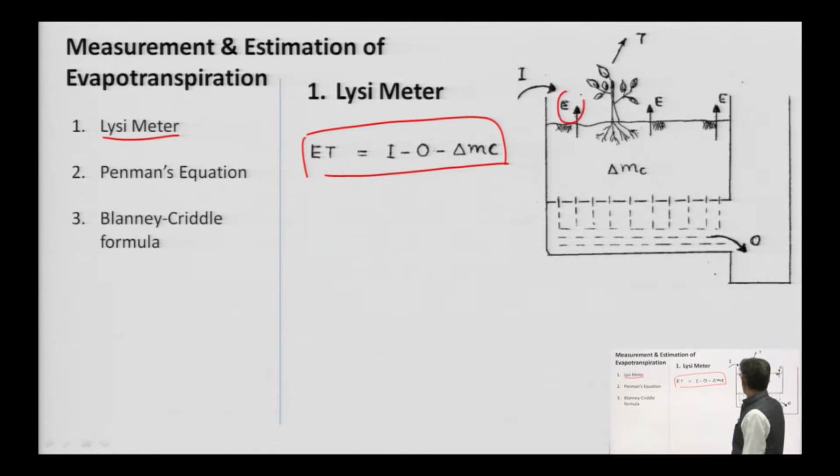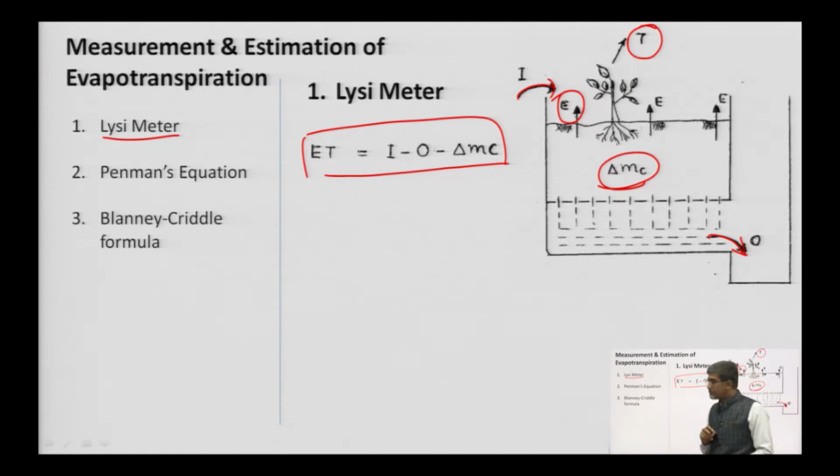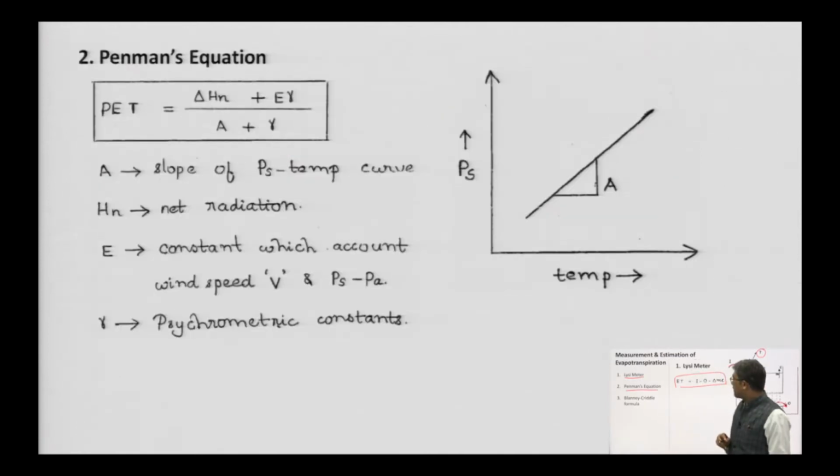evapotranspiration. Since we know E and T, E is land evaporation and T is evaporation from the plant, this is the input and this is the output. So, input minus output, and this is the change in moisture content. So, I minus O minus del MC will be the value of evapotranspiration.